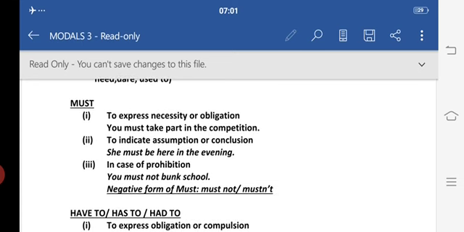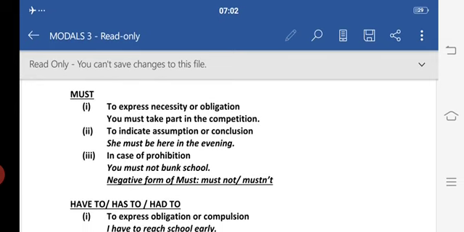Then we can also say it is used to indicate assumptions or conclusions. Now assumption and conclusion, in the sense, she must be here in the evening. It means it is my assumption, because of some clues, because of some reasons I have come to know that she must be here in the evening. I can also say, she must have been at home. Her car was there. It means I had seen her car and I knew that she must be at home.